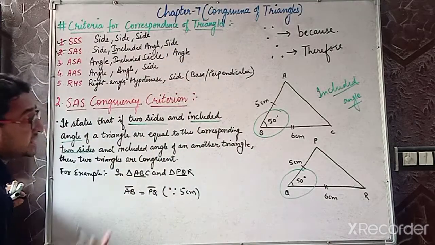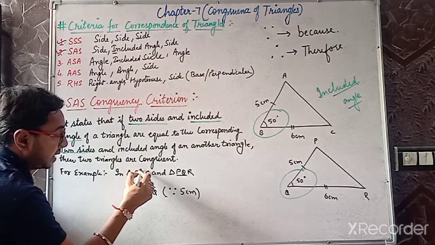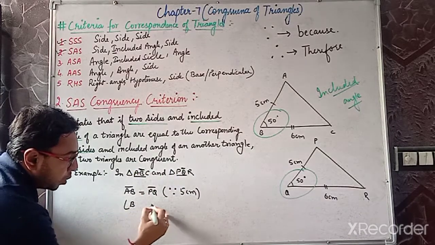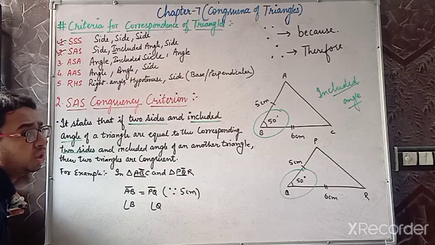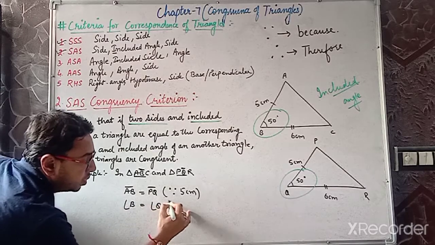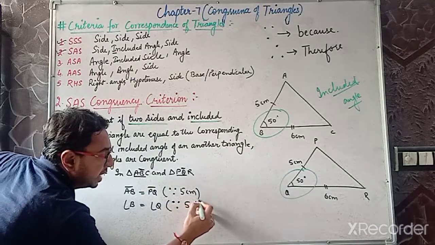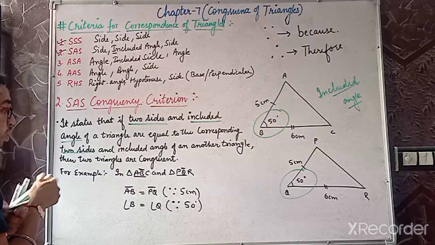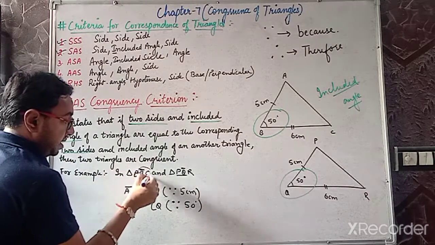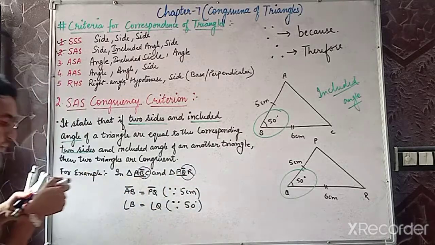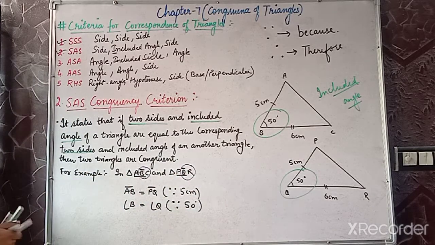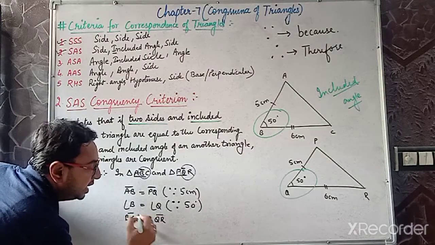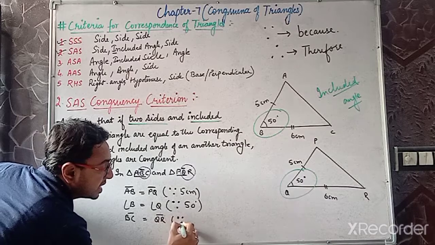Next, now we will be talking about angle. I'm talking about angle B corresponds to angle Q, and both are equal also. 50 degree, 50 degree. Any doubt? Next in the sequence we have two sides called BC and QR. They are corresponding to each other. BC corresponds to QR and they are equal also. Why? Both are 6 centimeter.